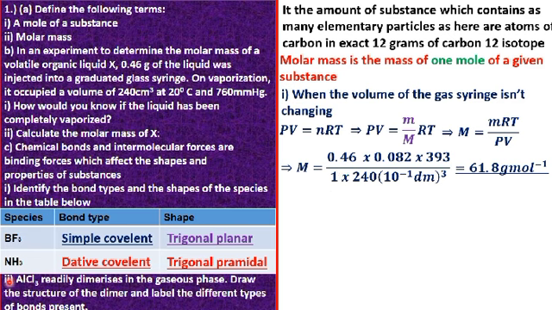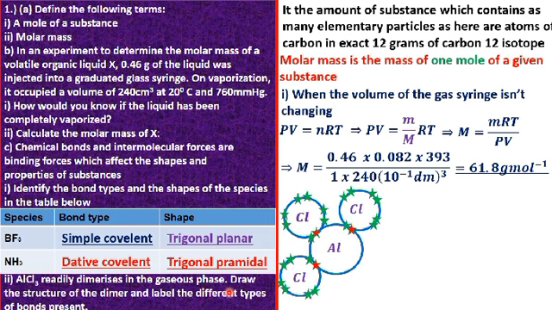Now guys, the next part says that aluminium trichloride readily dimerizes in the gaseous phase. We should draw the structure of the dimer and label the different types of bonds present. Let's look at just our aluminium trichloride as it is. I'll use just the valence electrons to minimize space. The valency of chlorine is 7.